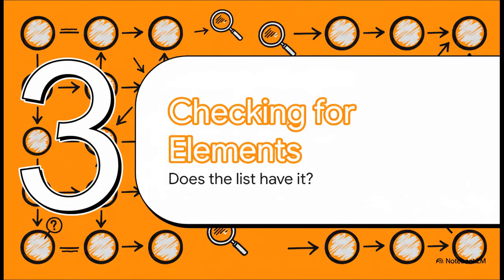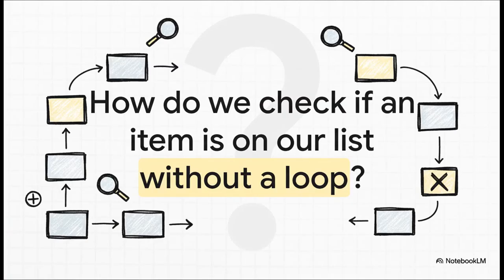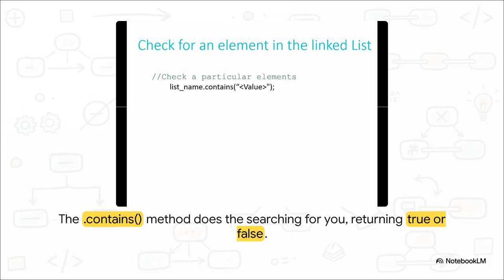Okay, this is something you're going to need to do all the time. You've got a list, and you need to quickly find out if a certain piece of data is actually in there without having to look through it yourself. I mean, sure, you could write a loop to go through every single item one by one, but that's slow and kind of clunky. Thankfully, there's a much better way. Linked lists have a built-in method just for this. And that answer is the .contains method.